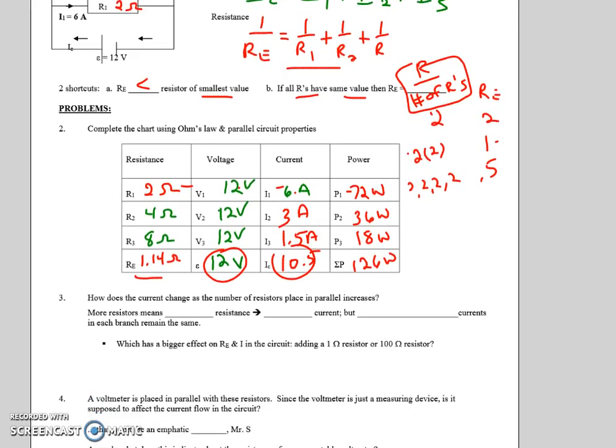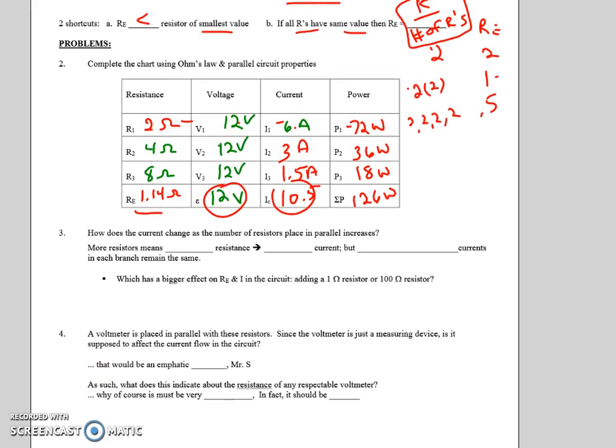Okay, so again, it's very similar to what we saw before. When we go across, we have Ohm's law. When we go down, we have the Kirchhoff's rules, or a new resistance equation. Okay, so how does the current change as the number of resistors in parallel increases? Well, I've already alluded to that.